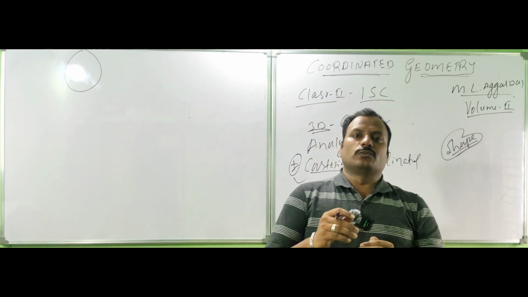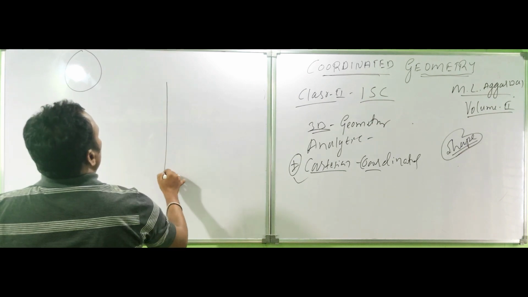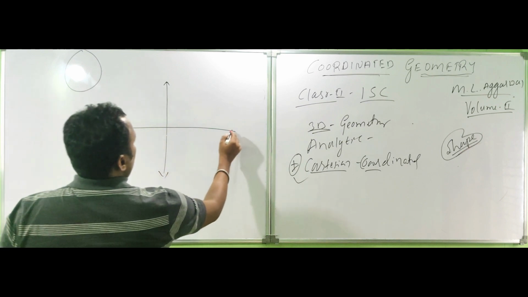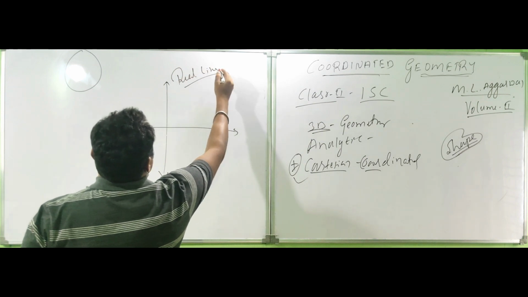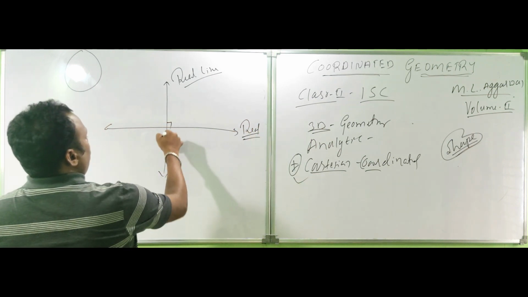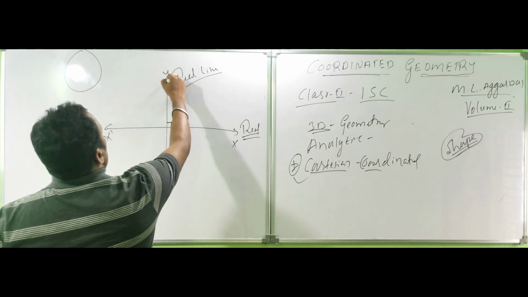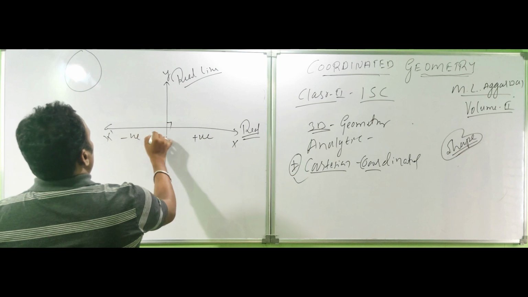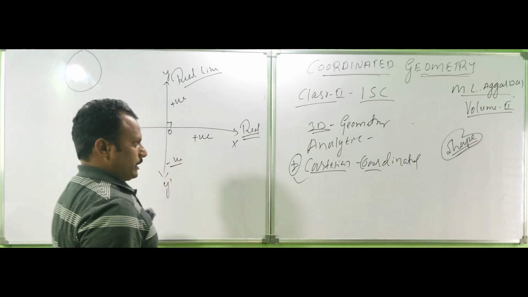They assumed reference lines, two perpendicular real number lines, or real lines. One is called the x-axis and the other the y-axis. One part is called the positive side and the other the negative side. This is the origin.